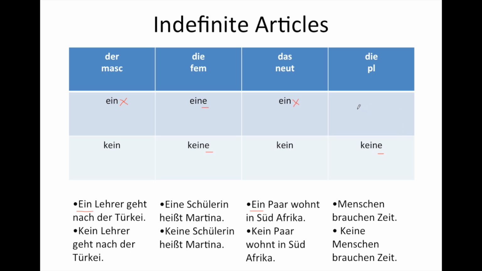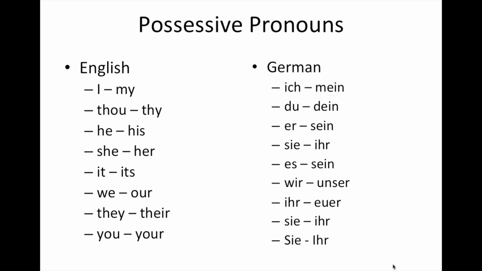We don't have an indefinite article for the plural because we can't say a people or a humans. So instead we just say Menschen brauchen Zeit. Humans need time. Keine Menschen brauchen Zeit. No humans need time. Possessive pronouns can also be used as determiners.